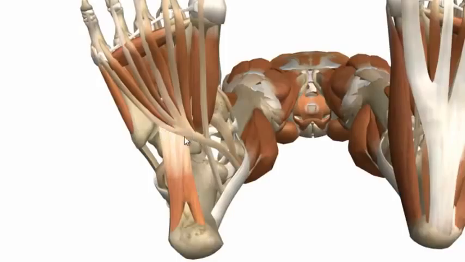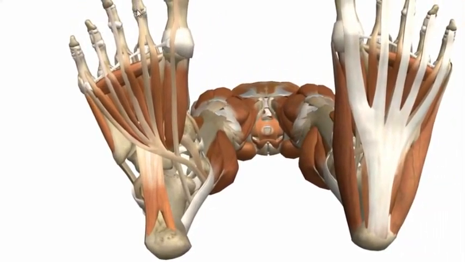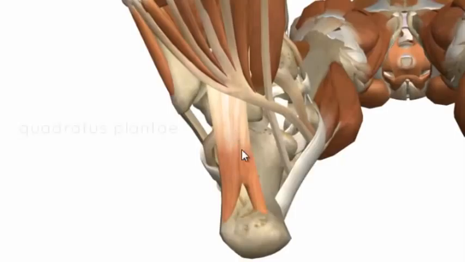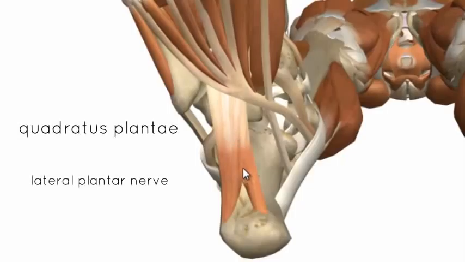So because of its attachment on this tendon, it actually just helps this tendon to flex the lateral toes, so toes 2 to 5. So this muscle is actually innervated by the lateral plantar nerve. So that's the quadratus plantae muscle.